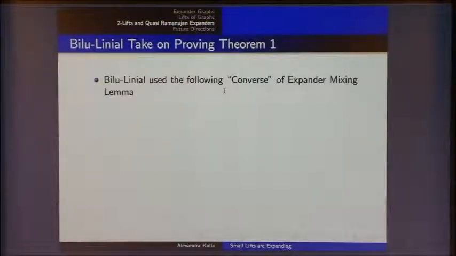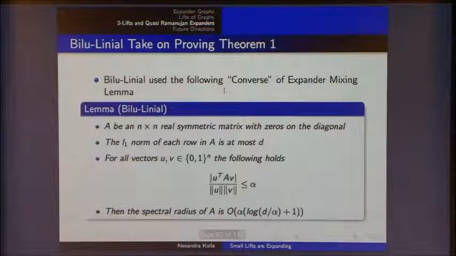So let me try to describe really quickly what Bilu and Linial did to prove the existence of a lift of root d log^3 d. Here's what they did. They used a very important lemma, which is called the converse of the expander mixing lemma. All it says is: take a real n by n symmetric matrix, zeros on the diagonal, kind of like an adjacency matrix looking thing, and the L1 norm of each row is at most d.